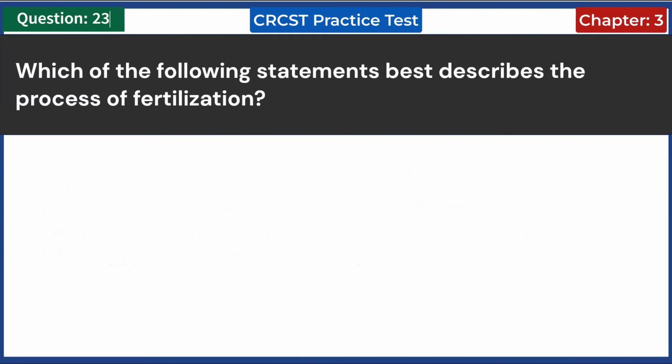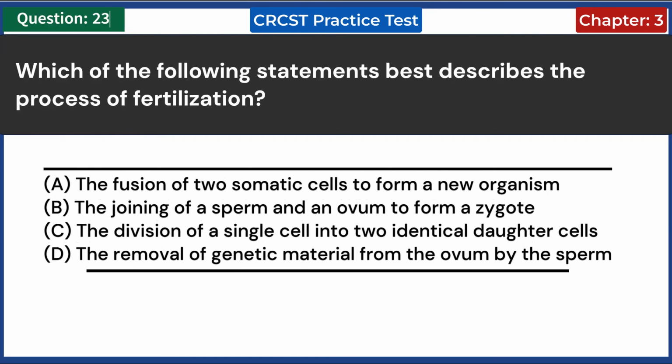Which of the following statements best describes the process of fertilization? A. The fusion of two somatic cells to form a new organism. B. The joining of a sperm and an ovum to form a zygote. C. The division of a single cell into two identical daughter cells. D. The removal of genetic material from the ovum by the sperm. Answer: B. The joining of a sperm and an ovum to form a zygote.